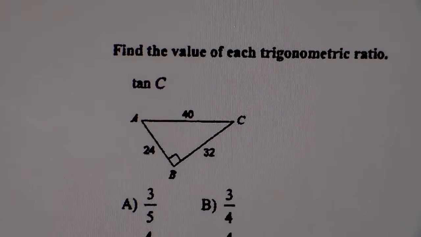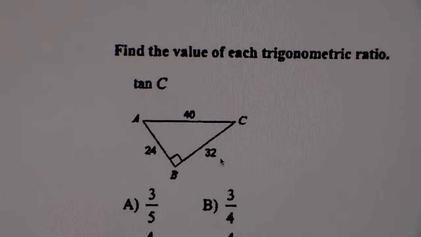Here's another one. Find the value of each trig ratio. So we have tangent of C. Well, C is my reference angle, so that means I'm starting right here in this angle. Tangent is opposite over adjacent, so my opposite is 24, and my adjacent is 32. So this is 24 over 32.